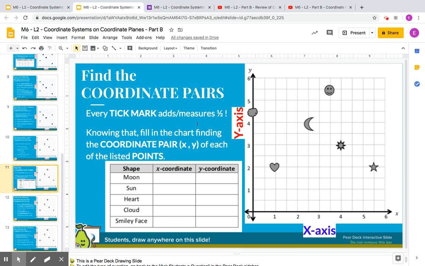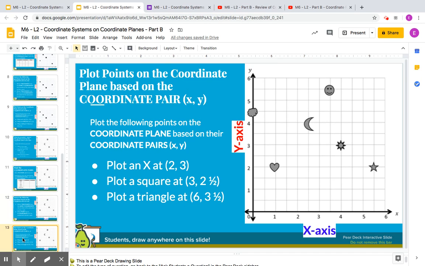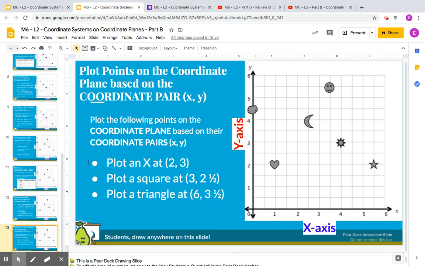You're then going to find the coordinates this time of each shape. So the moon is located at what x-coordinate and what y-coordinate. You're then going to answer 2 questions and then plot 3 points again. At the end, there will be a long video going over the entire 4 sides of this coordinate plane. Please continue to watch that and ensure that you're understanding how you're answering these questions.